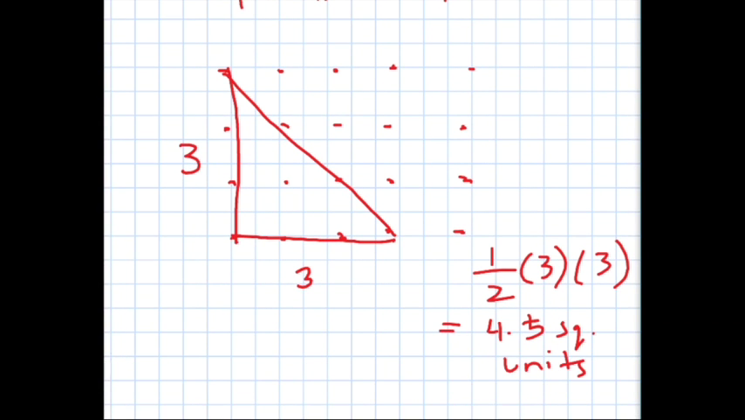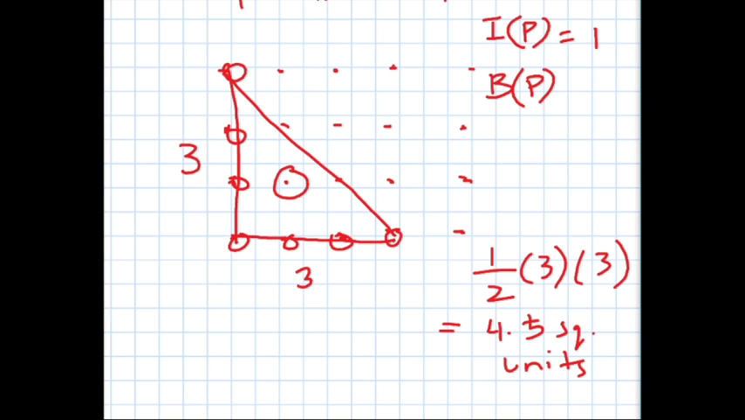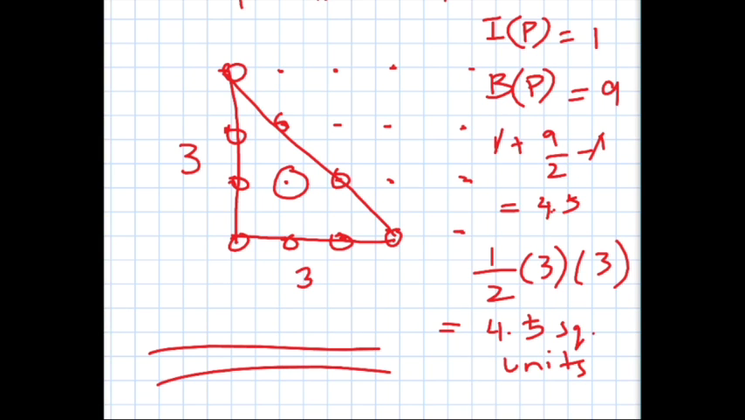Now let's calculate the area through the formula. So I of P is, how many points are inside? Only 1 point. B of P, how many points? 1, 2, 3, 4, 5, 6, 7, 8, 9. 9 points. So 1 plus 9 over 2 minus 1. So 1 and 1 cancel out, and we get 4.5 square units here. So this means that this formula, Pick's theorem, has some validity. Let's now go to the formal proof.